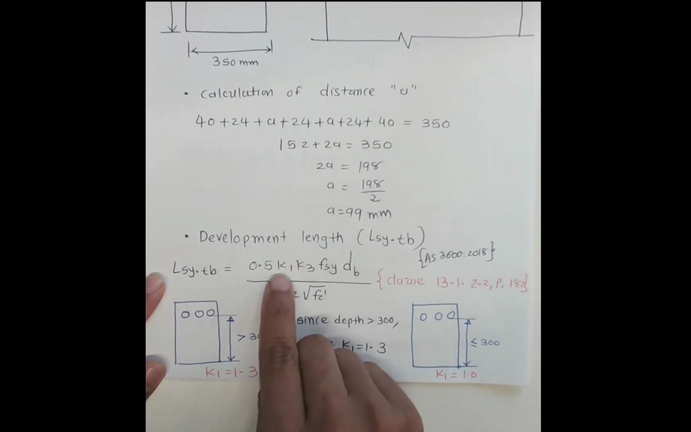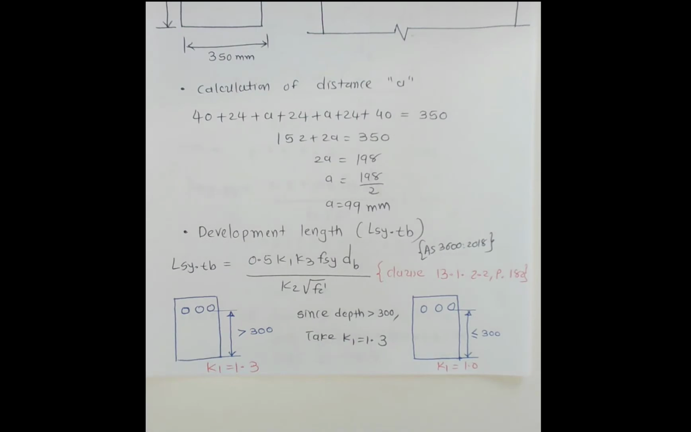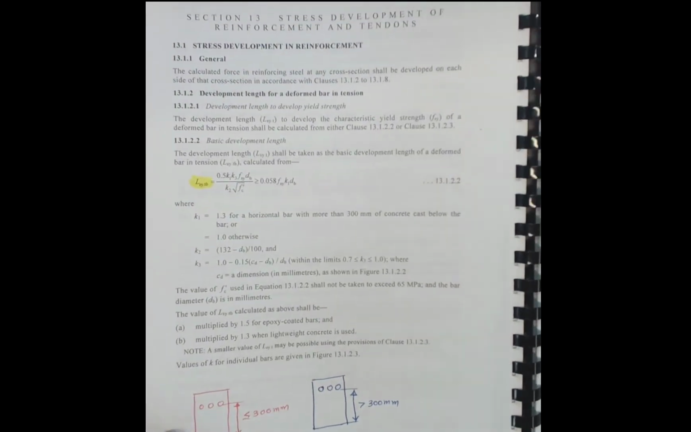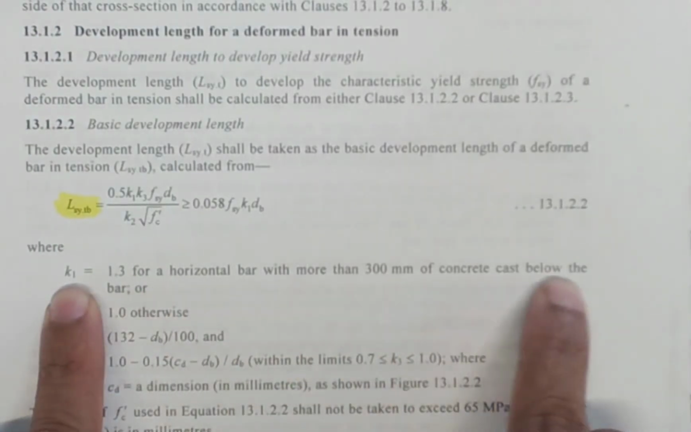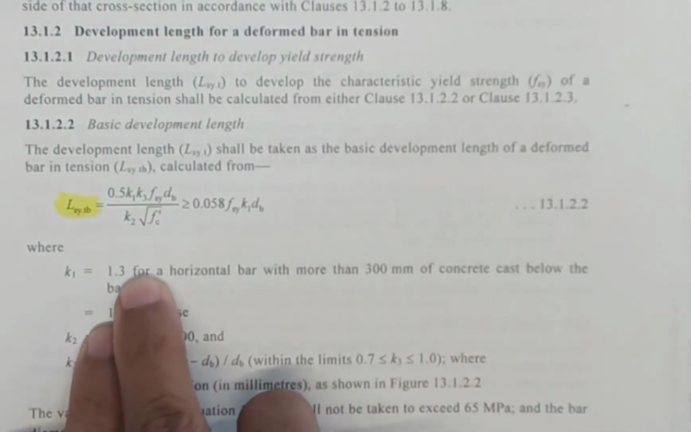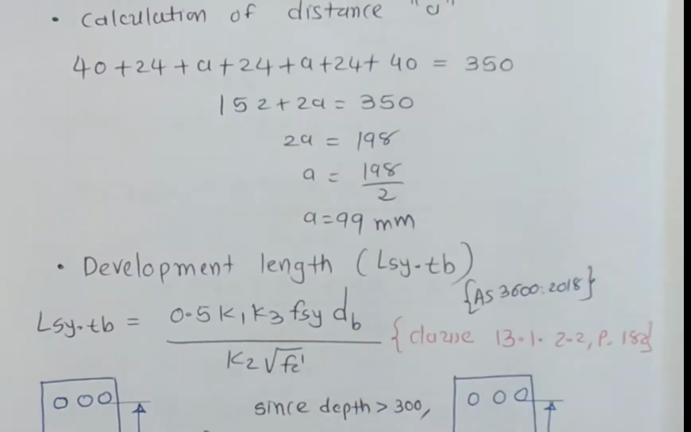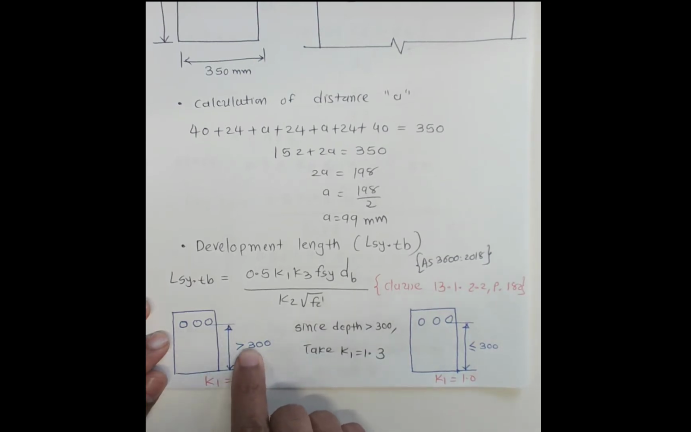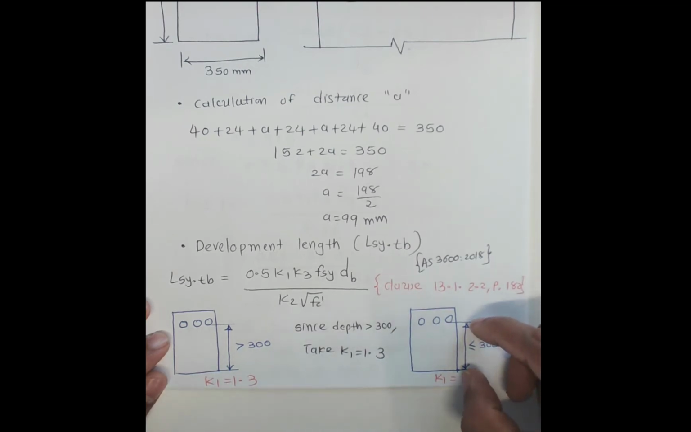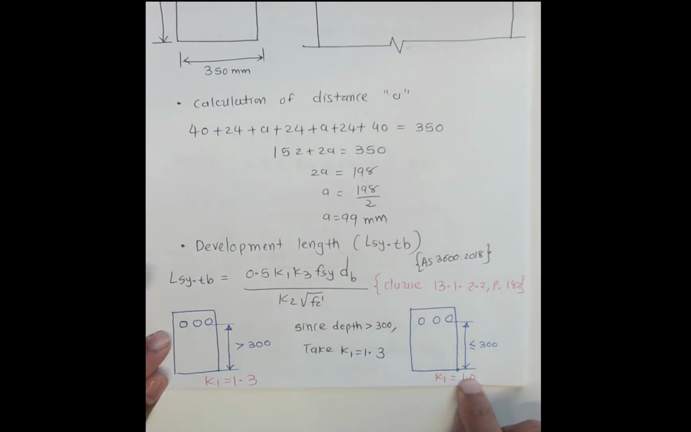Now we can first calculate the factor K1. The factor K1 is given on the same page, page 182. K1 has two values, 1.3 and 1.0. Now I'll draw the picture here. It says that if the distance from the reinforcement surface to the bottom, underneath, is greater than 300, K1 is 1.3. In the scenario when it's less than 300, we take K1 equal to 1.0.